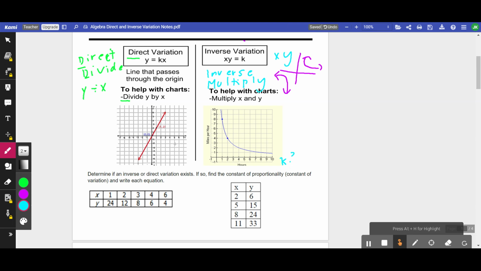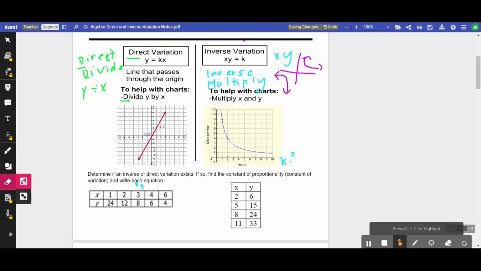For these, I would go through and figure out if it's direct or inverse. If you want to check direct first, you can divide the y by the x, and you have to get the same thing the whole way through. For this one, if you divide the y by the x, 24 divided by 1 would be 24, because you need to divide the whole way through. 12 divided by 2 would be 6. And 8 divided by 3 would be 2.6 repeating, or 8/3. But for this to be direct, you have to get the same thing the whole way through, and you're not getting the same thing.